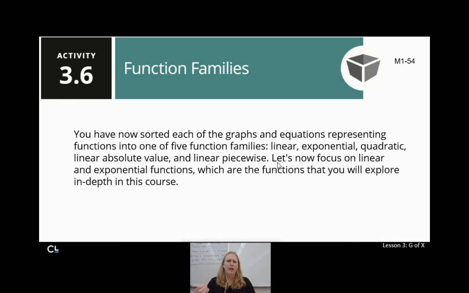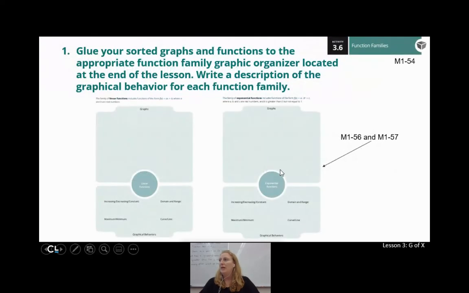So you're going to want to pull out those groups from last time, pull out those linear and exponential functions. And we're going to be playing with those. You'll learn more about quadratic functions, linear absolute value functions, and linear piecewise functions in later math classes. In this course, we're really going to be digging in deep on those linear guys and those exponential ones.